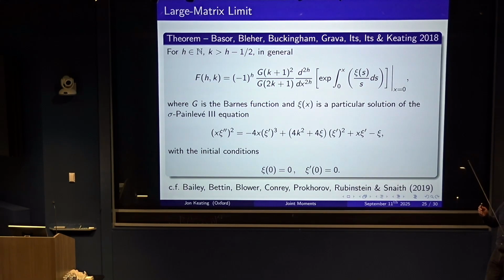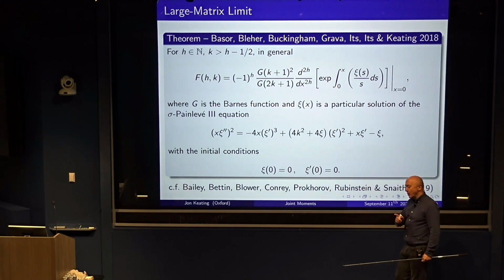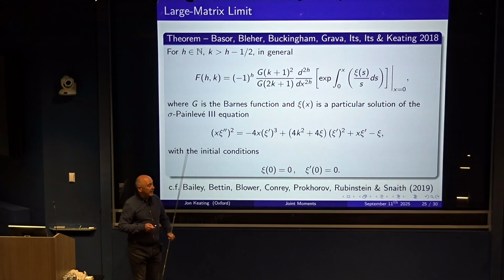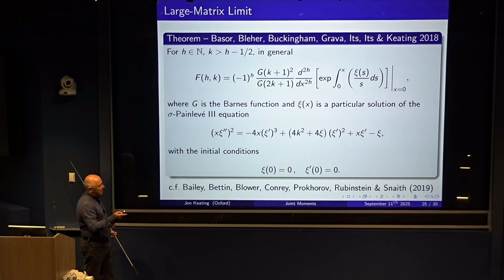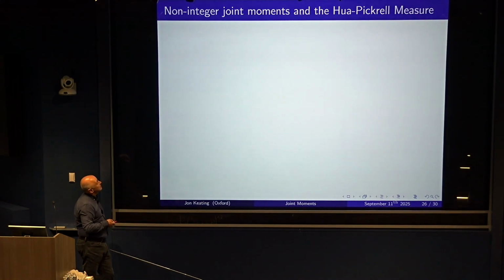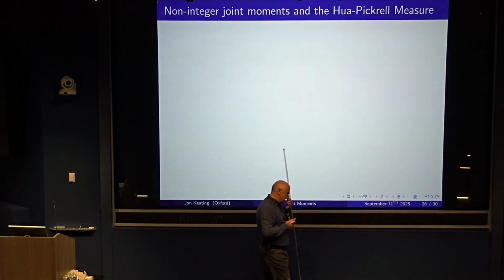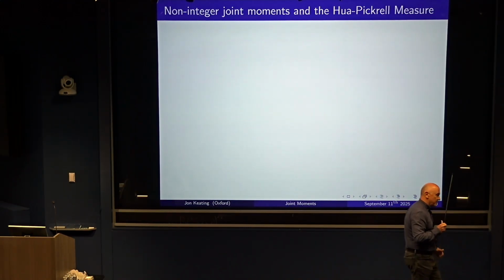So there's not just one way of skinning this cat. I've told you one way, but there are other ways. And so you can get the asymptotics in multiple ways, either from the exact formula or going directly to the asymptotics. And that's what Bailey and co did. So those formulae are very effective for the integer joint moments.